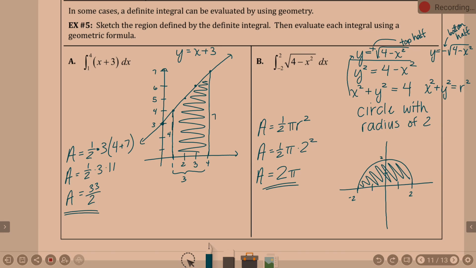So, you see the square root of a number minus x squared, folks. Your brain's got to go and think circle. Okay? So, if this had been the square root of 9 minus x squared, we'd be talking a circle with radius 3. Square root of 25 minus x squared, we'd be talking a circle with radius 5. And these are circles centered at 0, 0, which makes the math easy. Okay?